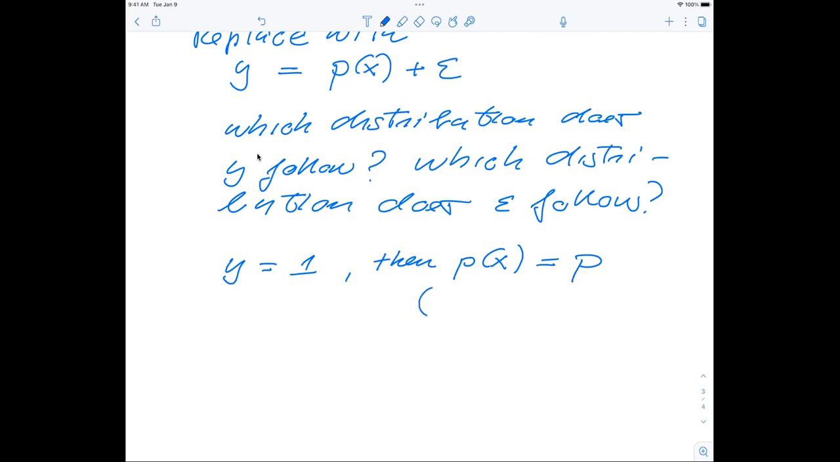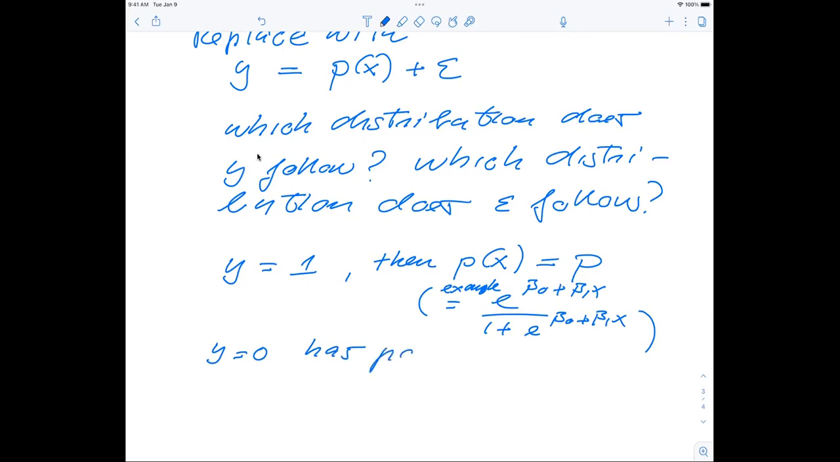And we know that in this specific case, this is just an example, it could be e to the beta 0 plus beta 1 times x, divided by 1 plus e to the beta 0 plus beta 1 times x. So here we're just assuming that there is a probability p, period. And then what we have is that y equal to 0 has probability 1 minus P, because there are only two events here.